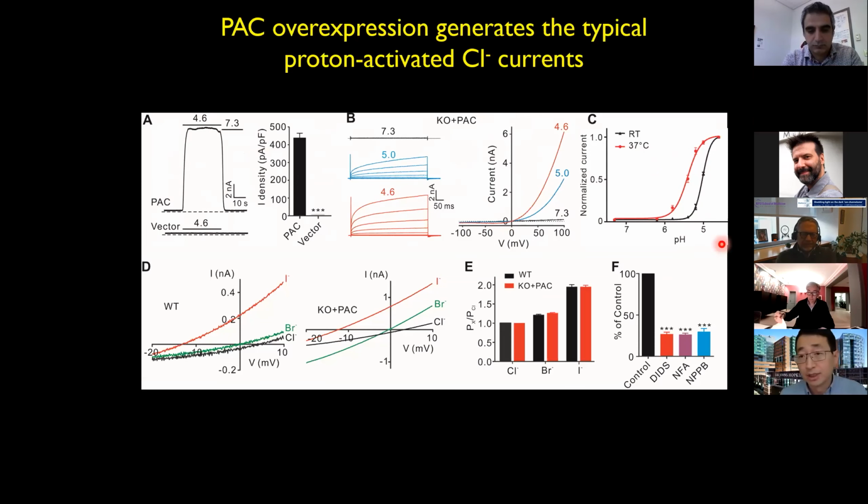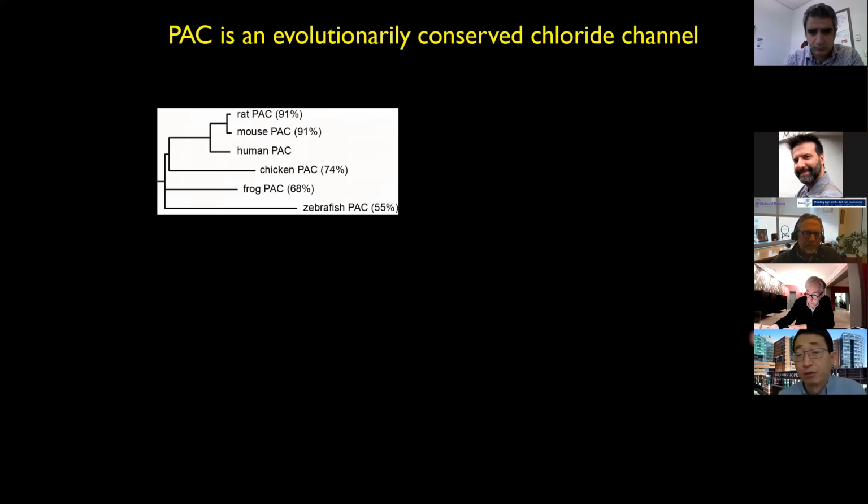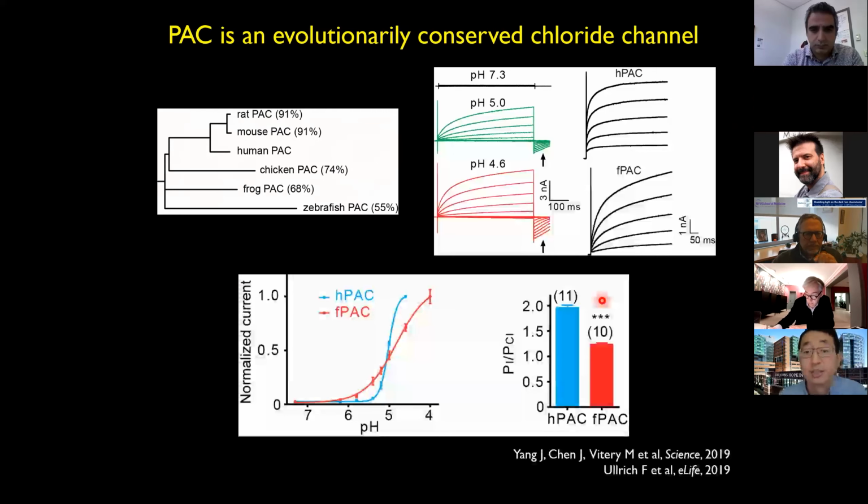We also did more characterization to look at the ion selectivity. These channels are a little bit more selective for iodide than chloride, and it's the case for both the cDNA and the wild type, and they can also be blocked by the typical non-specific chloride channel blockers. And this is an evolutionarily conserved protein all the way to vertebrates, so to the zebrafish. So we looked at the zebrafish PAC to see whether it also encodes an acid-sensitive channel. And indeed it did. And it not only responds to the acid, it also exhibits some interesting features.